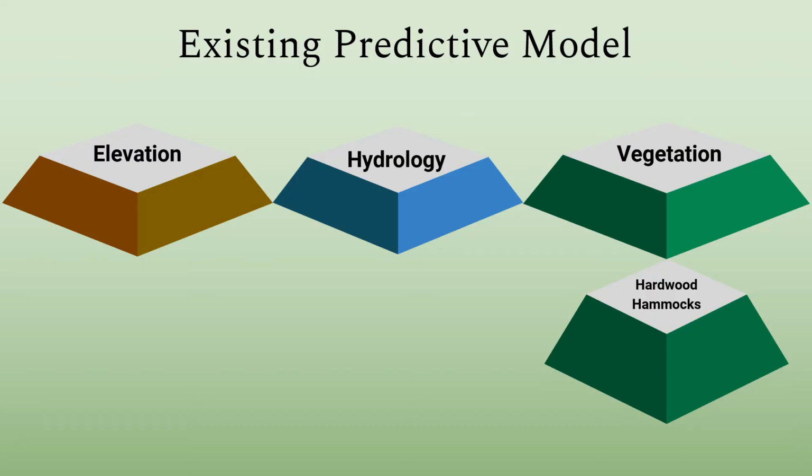The previous model had these focal factors. They focused on elevation, hydrology, and vegetation data. In terms of their vegetation data, they did point out that they had some discrepancies between 10 to 15 meters in terms of the spatial data. And they focused on hardwood hammocks, where 60% of archaeological sites would occur, and they stated preferably because it is on higher ground.